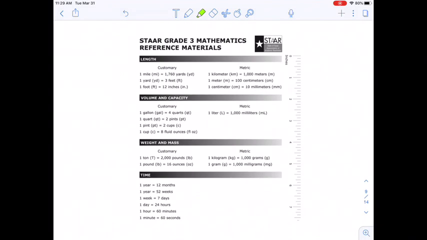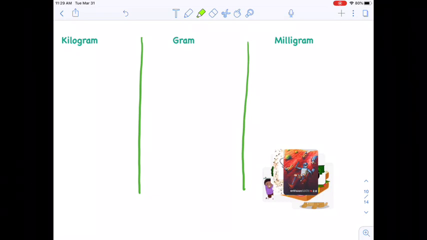So now that we've talked about capacity today, now we're going to talk about how we would measure something in the metric system using kilograms, grams, and milligrams. So let's see what that would look like.